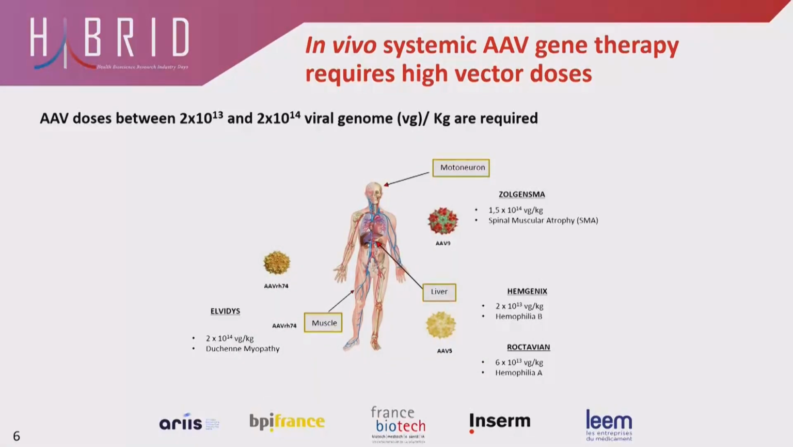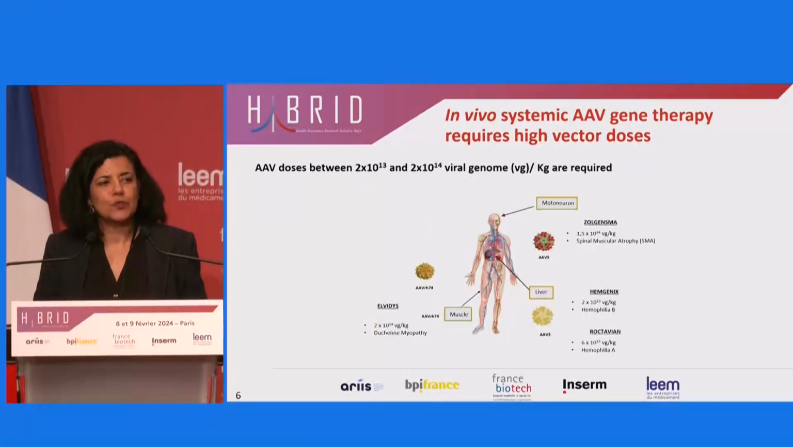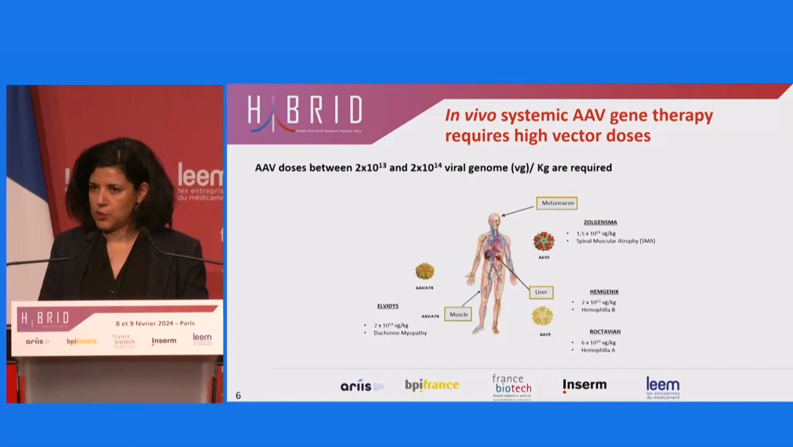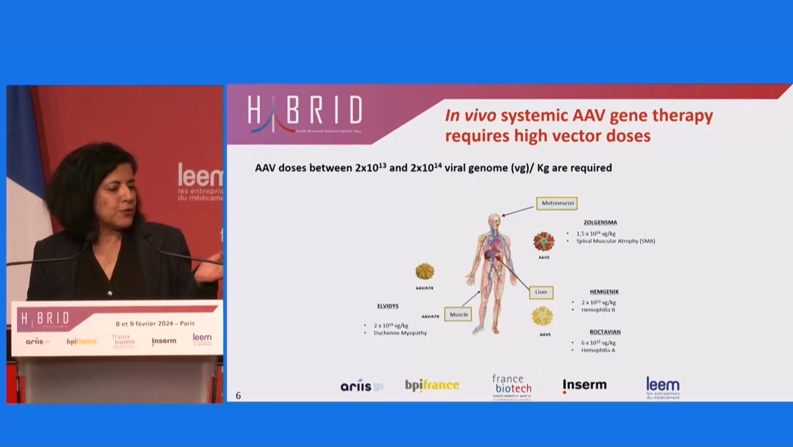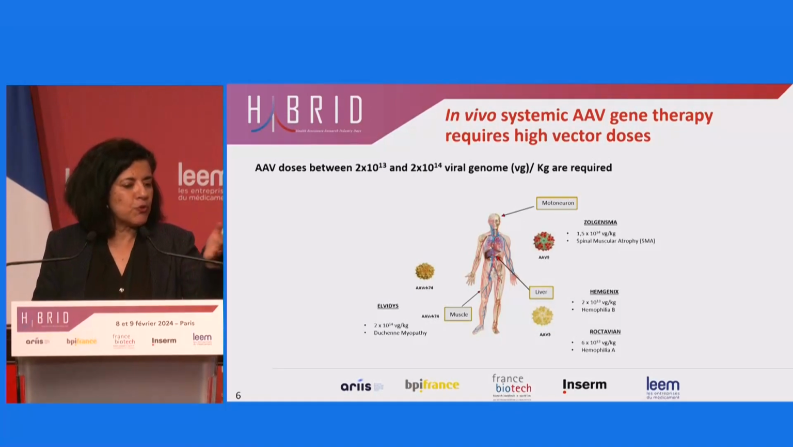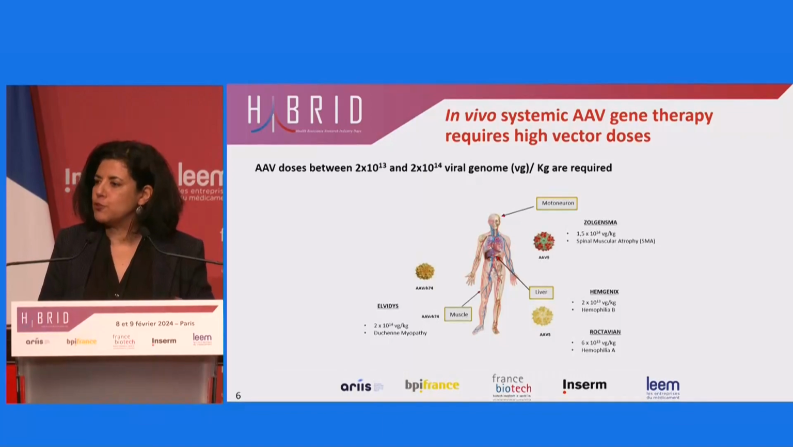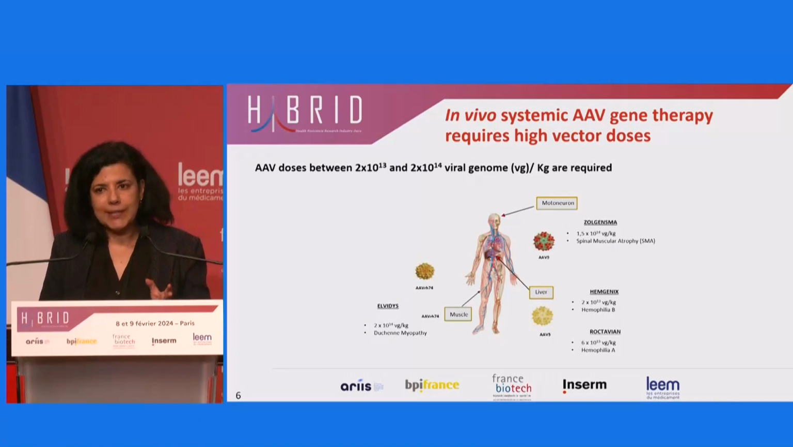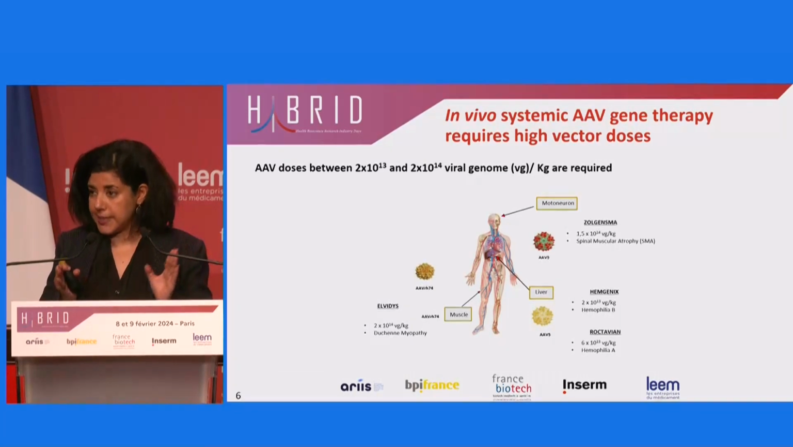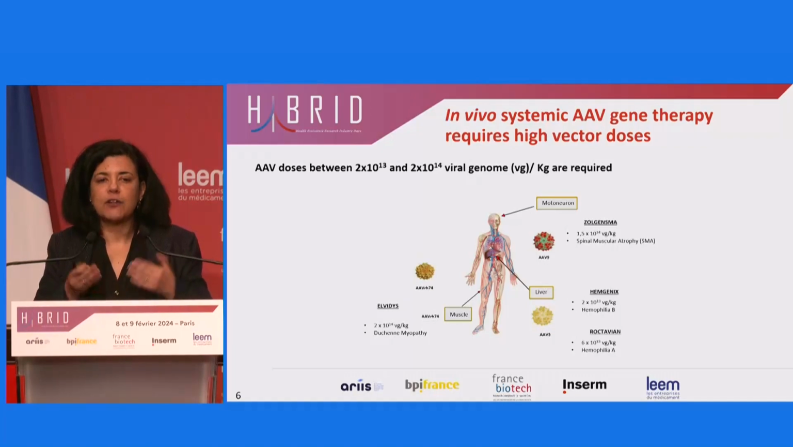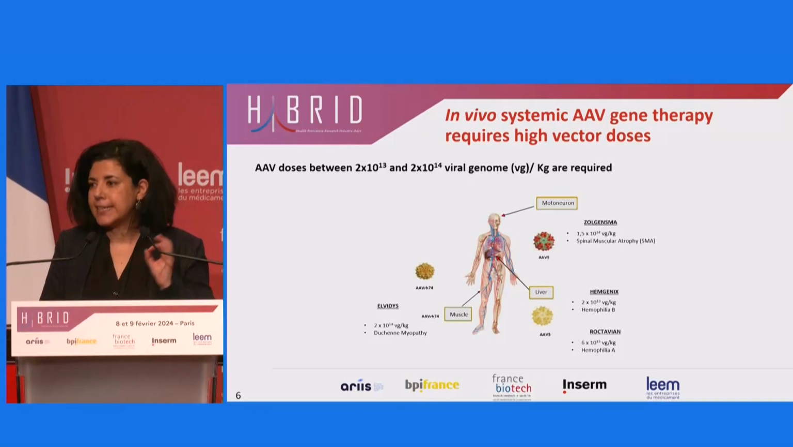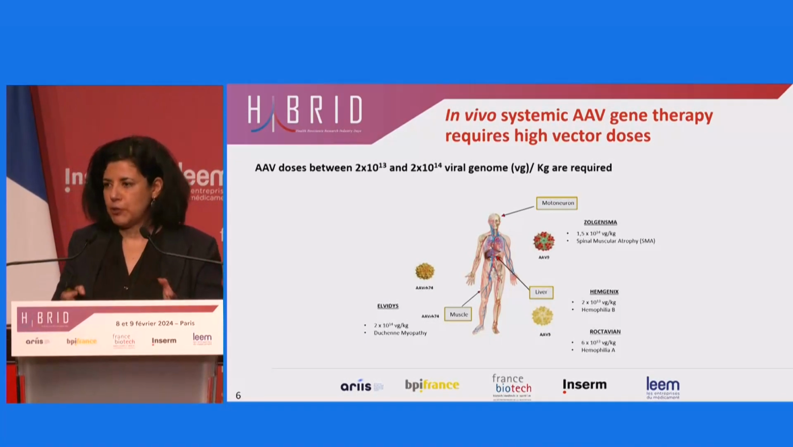But those vectors work using very high doses, and this is very true for systemic or intravenous administration. For instance, for those products, the last 2 for hemophilia and the approved product for Duchenne myopathy, we need between 10 to the 13 and 10 to the 14 viral genomes of recombinant virus per kilo, which is huge.